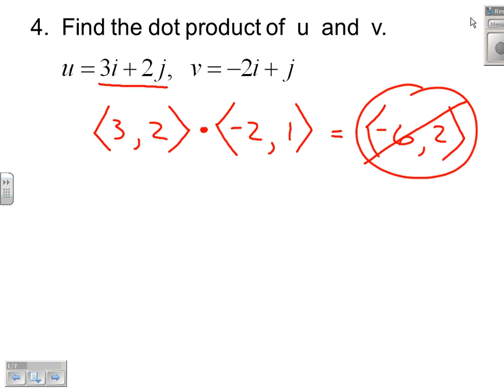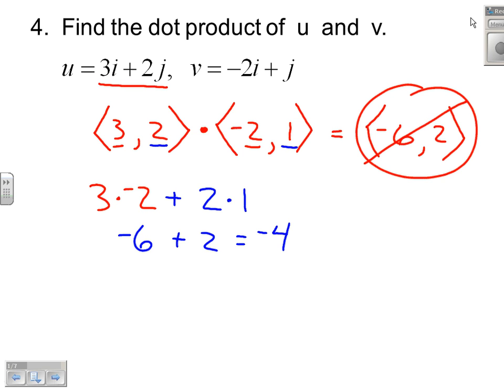What we're going to do, there is a horizontal component. We do multiply those, 3 times -2, but then there is a vertical component for each, and we multiply those, 2 times 1, and we add that result. So we get 3 times -2, -6, plus 2, -4. So this -4 is not a vector. It's actually, in vector land, called a scalar.